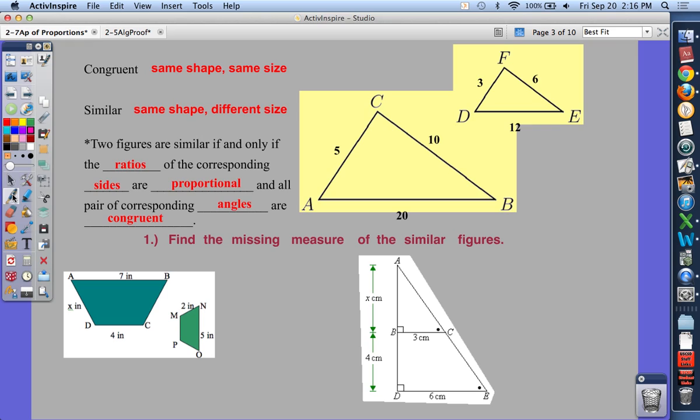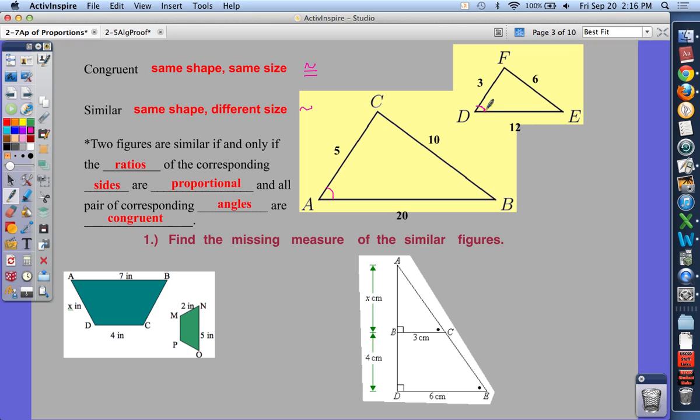Just a little tidbit, the congruent symbol would be a wave over an equal sign, and the similar symbol is just kind of like the little curvy wave top part of the congruent symbol. Remember, so here's the important thing. Two figures are similar if and only if the ratios of their corresponding sides are proportional and pairs of corresponding angles are congruent. So within these similar triangles, angle A is going to be congruent to angle D.